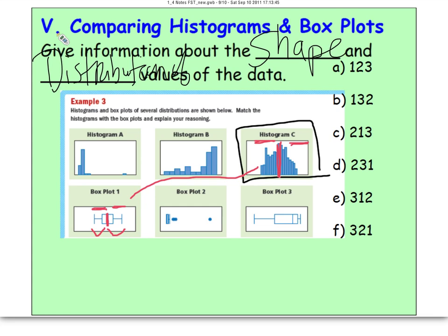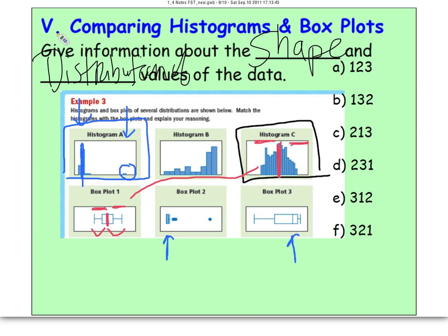Well, take a look at histogram A. On histogram A, most of the data is right here on the far left. There's this tiny little piece way over to the right. But the middle of this data distribution is probably way over here. So which box plot has quartile 2, or the median, way to the left? Well, it's this guy right here. This one is way over to the right. And this one out here, this little bar, is an outlier.